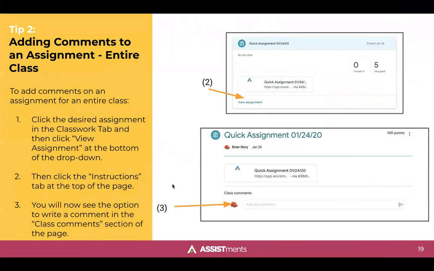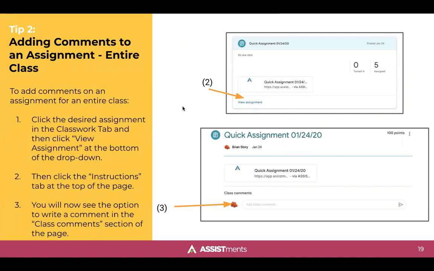Okay, the next tip is adding comments to an assignment for the entire class. Typically, when you're planning a lesson, you're thinking about what questions you can anticipate and answer on the front end, so you don't have 15 different kids asking you the same question, right? It's difficult to manage that from a distance, but the way you can do that with Google Classroom is by putting a comment on the assignment that goes out to all the students in that class.